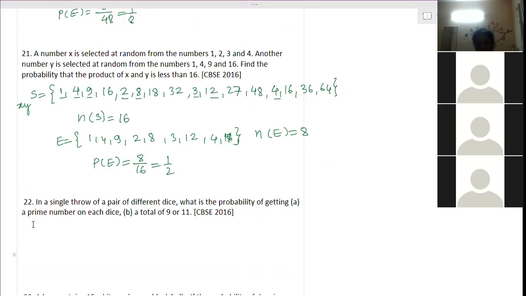So what are the outcomes? One by one, can you tell? Total number of outcomes are? 36. Favorable outcomes. So what are those? Both will have a prime number.